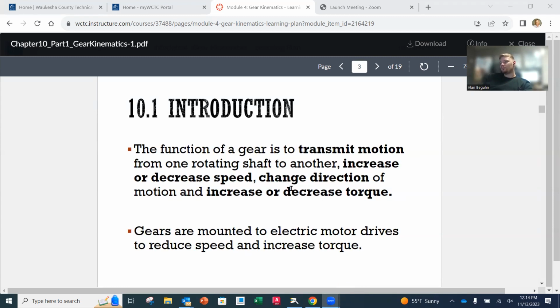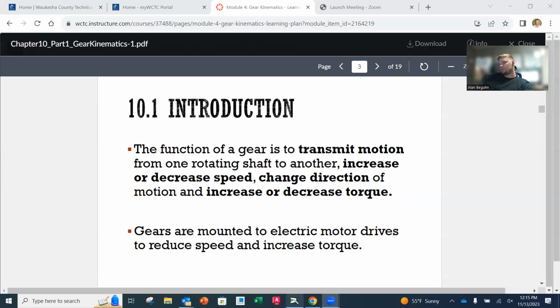At times we want to change direction of the rotation, and then also increase or decrease torque. Now in kinematics, we're not going to be worrying about torque. We're just going to be worrying about speeds, direction, and also how much space we need to get our design where we need it to be. Many times gears are going to be mounted to, for instance, an electric motor drive, where the electric motor is rotating at a high speed, 1700 RPMs, 1100 RPMs, 900 RPMs, but we need to slow that down so it's usable for an application.